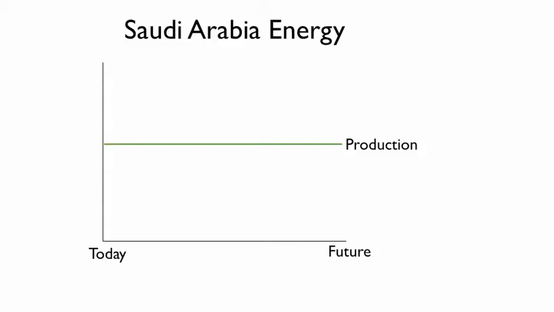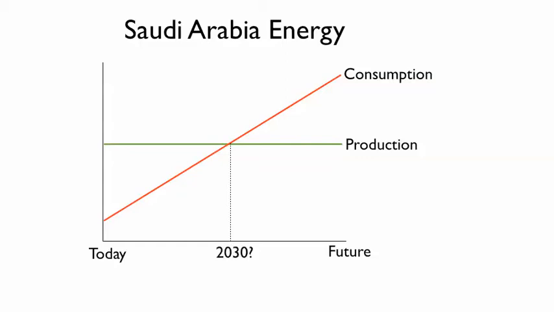And then we would plot consumption, and with consumption we would show today that we are consuming much less than we are producing, but at a certain point in time, if we continue our consumption pattern, it crosses over production and we begin to consume more than we produce. So this crossover point is estimated to be somewhere around 2030, so about 18 years into the future.